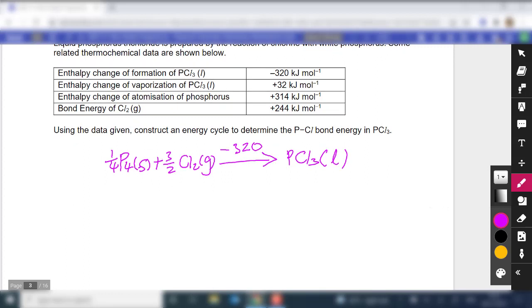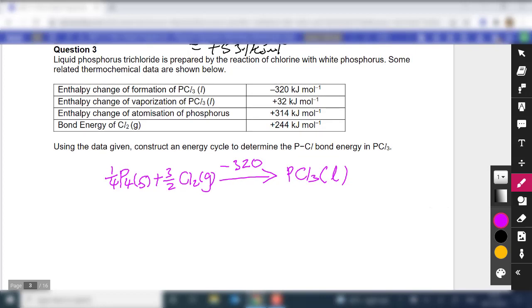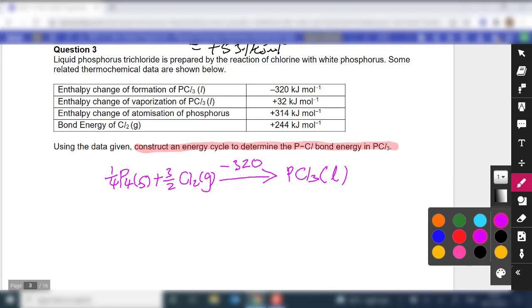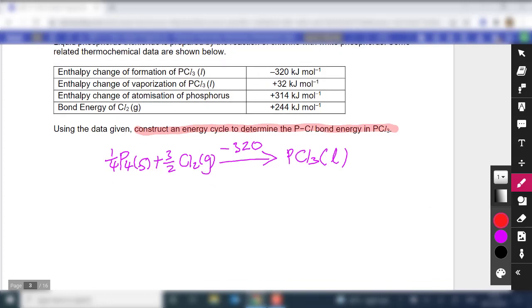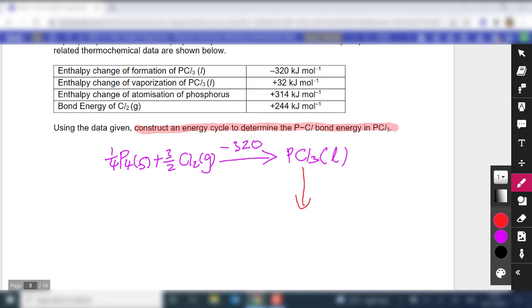Then the next thing we are going to look at will be the vaporization of PCl3, because at the end of the day, if you look at the nature of the question, we are supposed to construct an energy cycle to determine the P-Cl bond energy in PCl3. In order to determine the P-Cl bond energy, as you know from the definition of bond energy, the compound has to be in the gaseous phase. So in that case we have to vaporize PCl3 to the gaseous phase. When I vaporize it, I will need 32 kilojoules per mole of PCl3. So I'll get PCl3 gaseous.